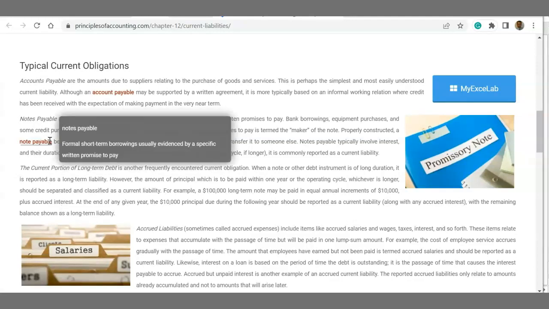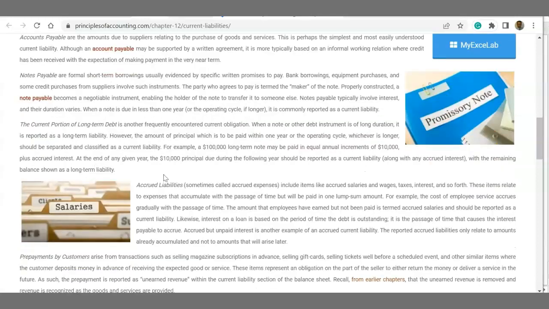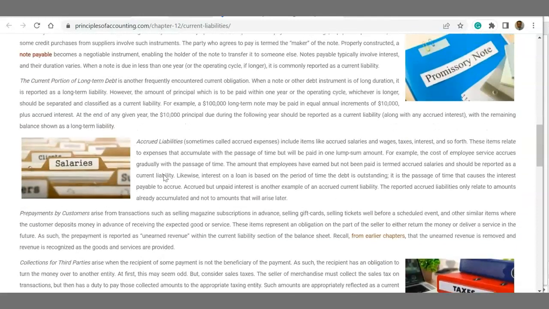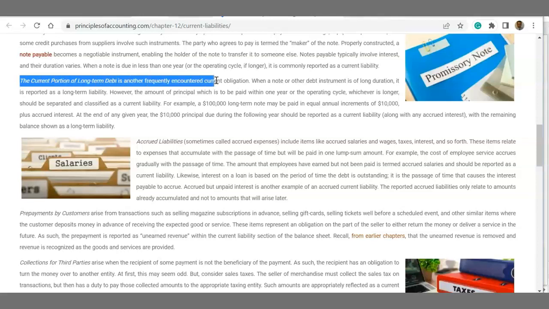But whatever the note payable is, the portion that you need to pay within the next 12 months needs to be recognized in your balance sheet as a current portion of long-term liabilities, in the current liabilities section. Let's see if I have an example here. Yes. The current portion of long-term debt is another frequently encountered current obligation. So you have to recognize that as current liabilities.